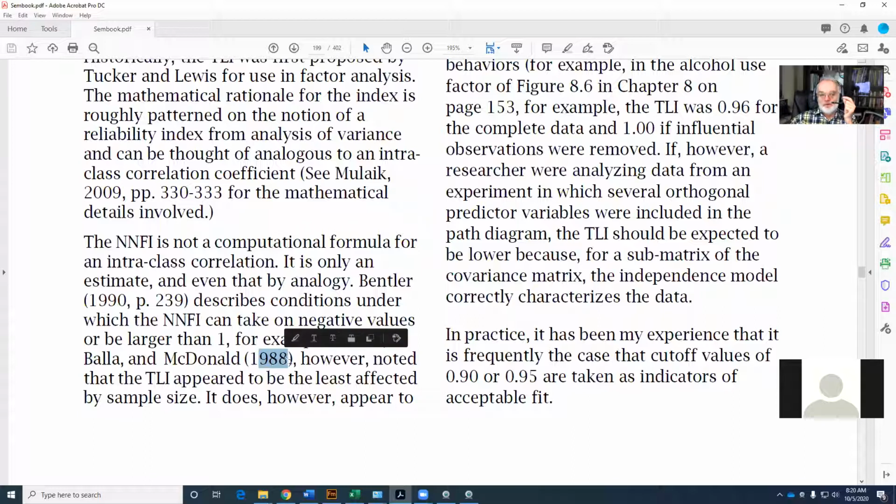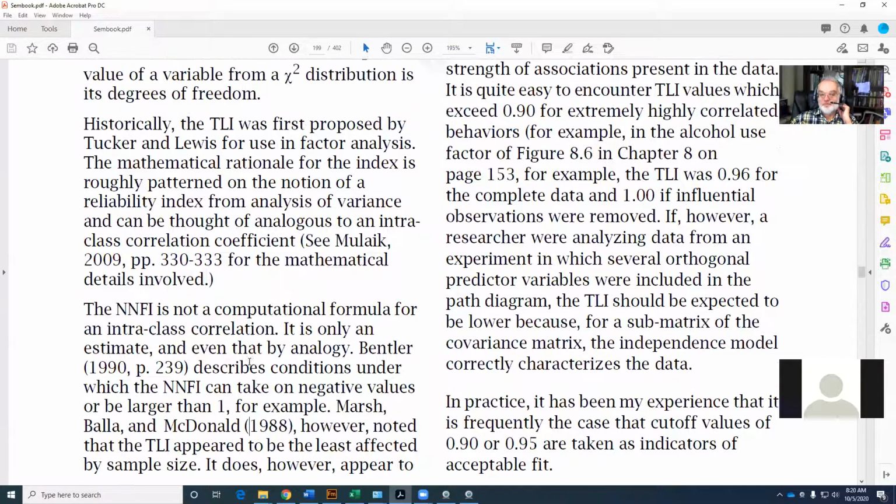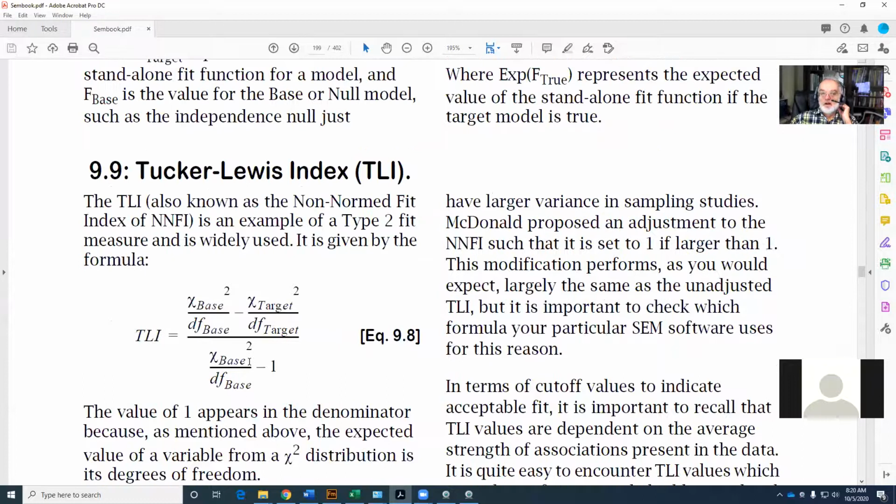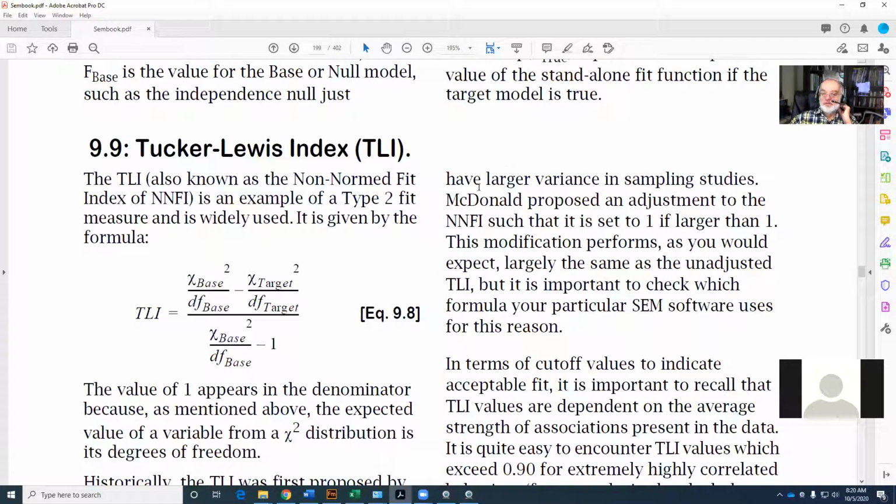The Marsh and McDonald Psych Bull article is a really huge Monte Carlo study. And they found that of the fit measures that are out there, generally speaking, type 2 fit measures perform better than type 1. And of the type 2 measures, the TLI or NNFI seems to be the least affected by sample size. It does have a larger variance in sampling studies.